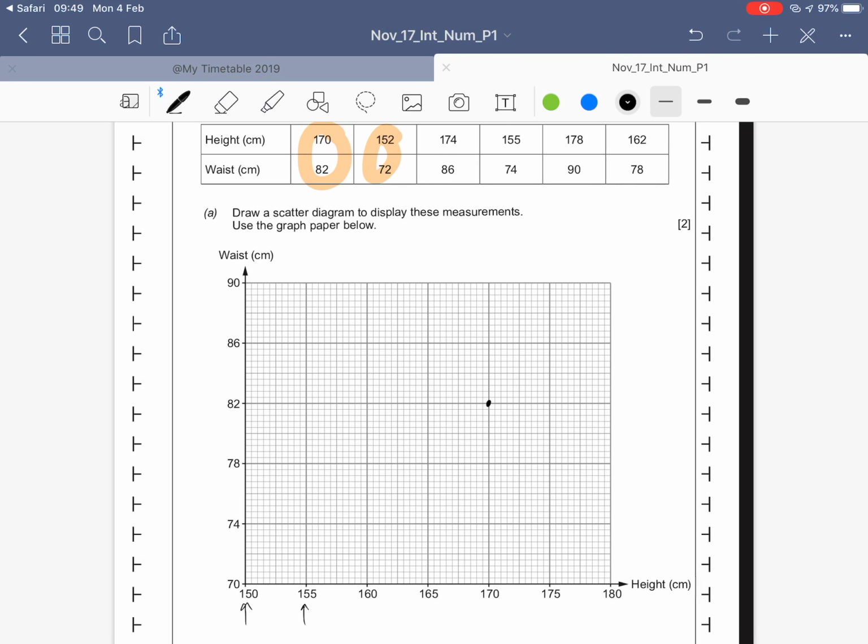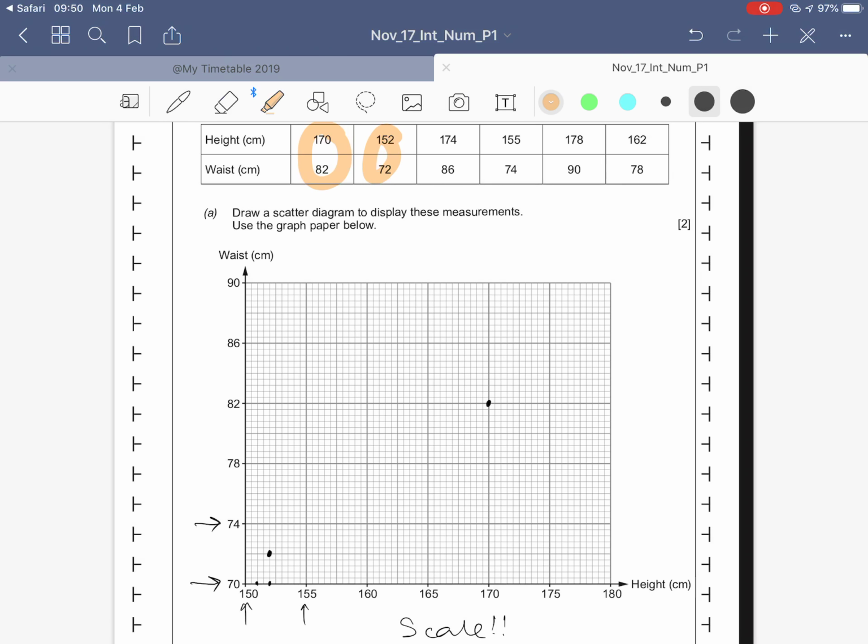This tells me I've got 10 spaces for only 5 units. So here's 151, here's 152. And I need to go up to 72. Where's 72? Halfway between 70 and 74 is 72. So I've got to be careful with the scale. Make sure you have a very good look at the scale before you plot anything.